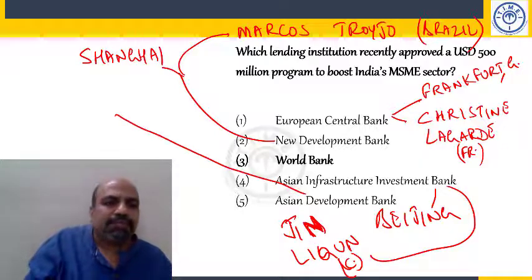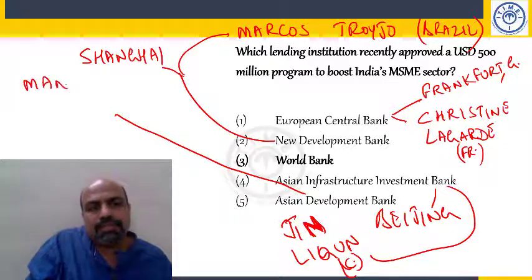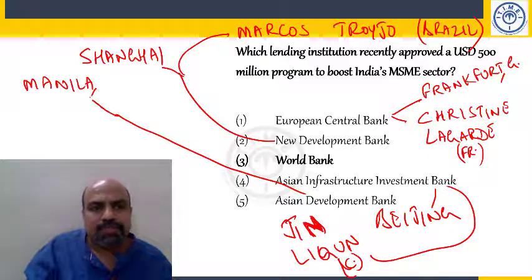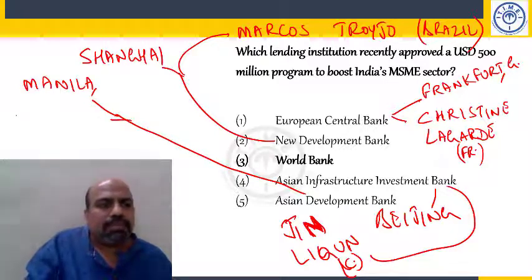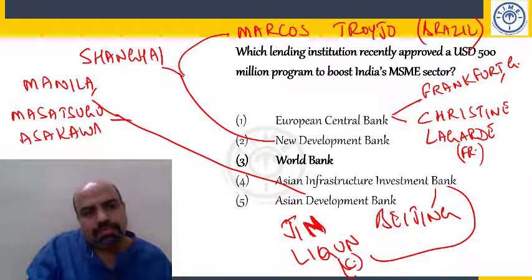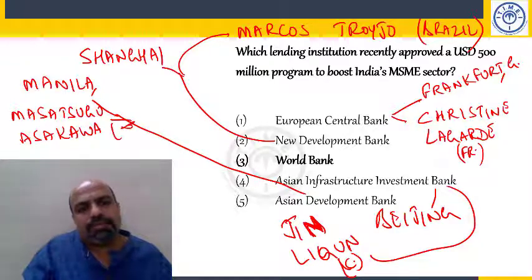Asian Development Bank, headquartered in Manila, the capital of the Philippines. And the president is Masatsugu Asakawa of Japan.